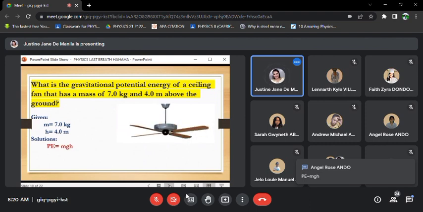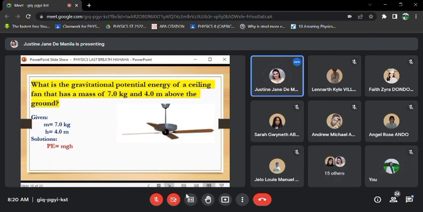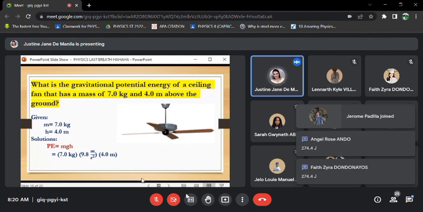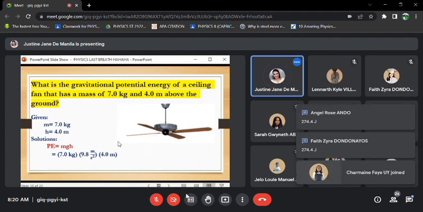And then, what could be the formula to solve for the potential energy? So, okay, PE equals mgh. So, let's substitute, class, its value. So, we have 7 kilogram times 9.8 meter per second squared times 4 meter. So, how much is it, class? How much is the gravitational potential energy of the ceiling fan above the ground?